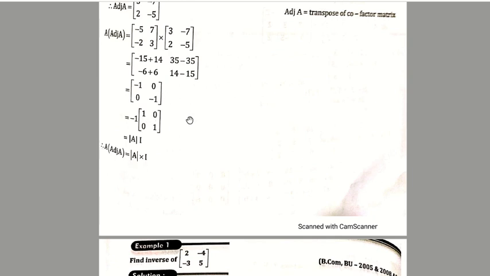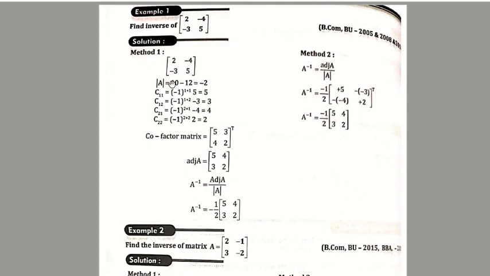So hence both the matrices are equal. Now let us move on to the next type of question, which is find the inverse of 2, minus 3, minus 4 and 5. Basically, how do we find the inverse of a matrix? The formula is A to the power of minus 1 is equal to adjoint A divided by determinant A. First let us find the determinant. 2 into 5 is 10, minus 4 into minus 3 is 12. So 10 minus 12, which is equal to minus 2.